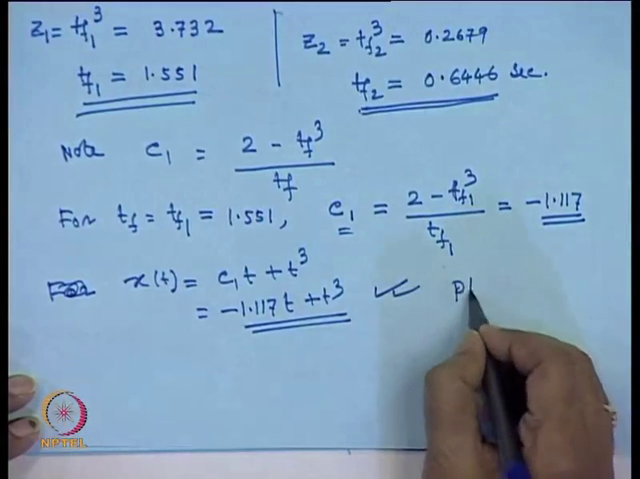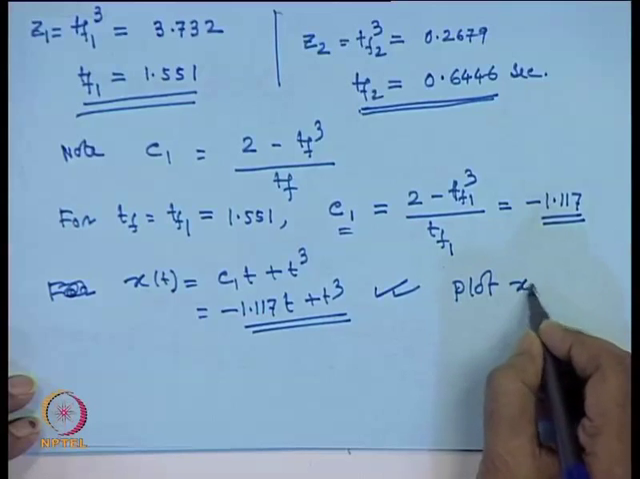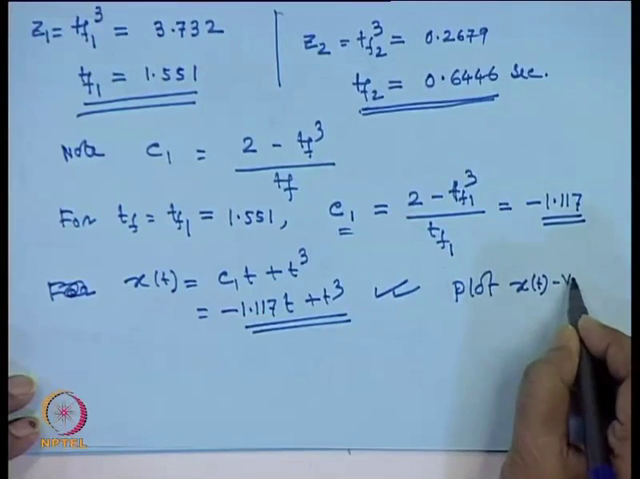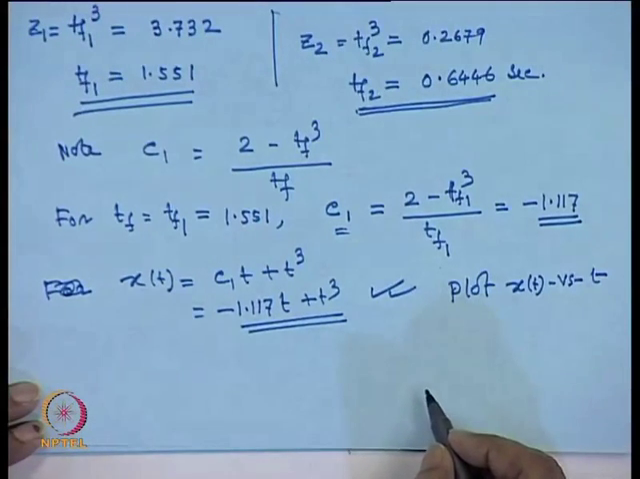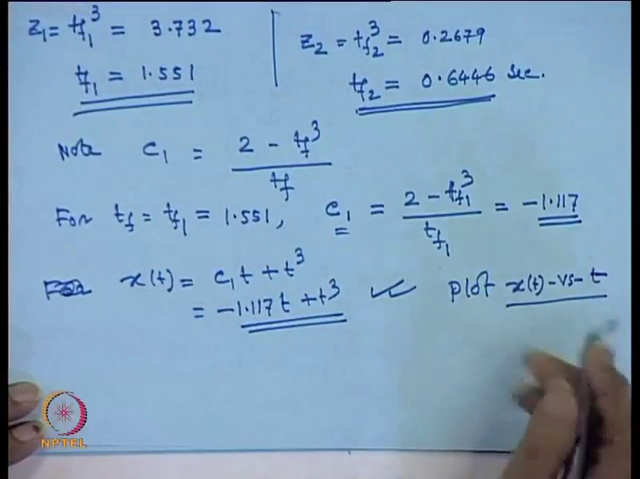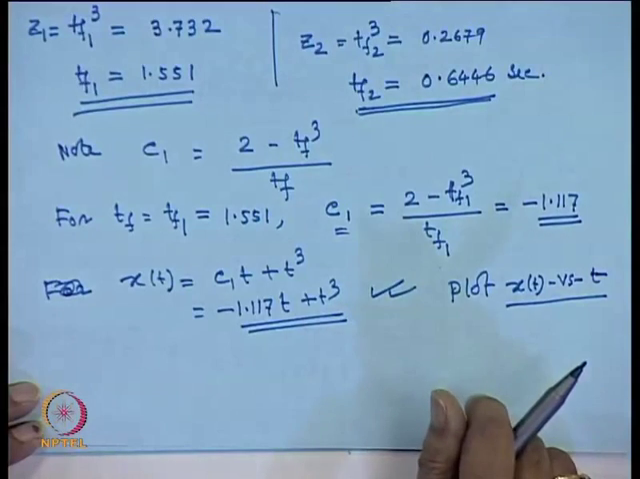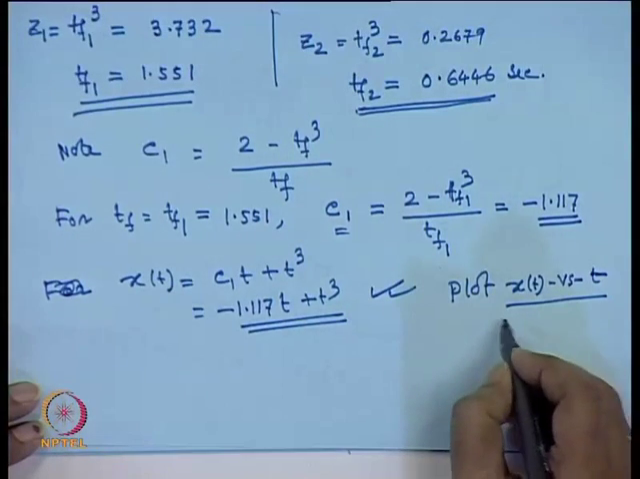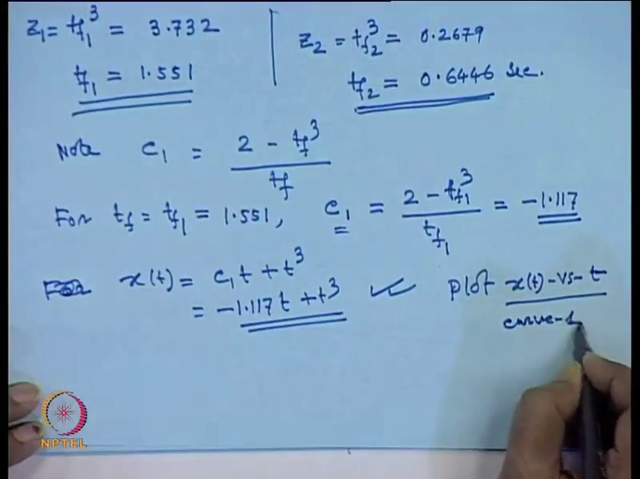And you are advised to plot this x(t) versus time, and that trajectory is called curve 1.